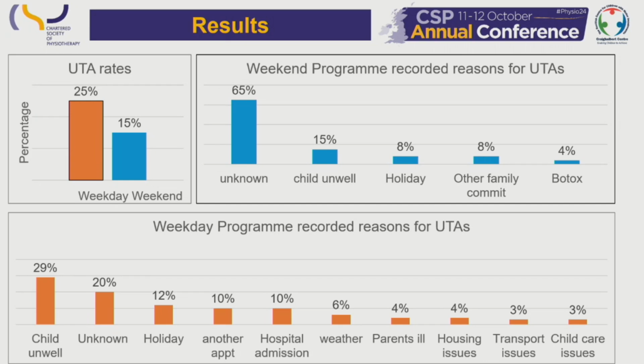If you look at the weekday program, the bottom graph: child was unwell, reason was unknown, they didn't say, but there was holiday and another appointment or hospital admission. In January 2019 we had snow, so that stopped the program. Parents ill, housing issues, so that was parents waiting in for an electrician or plumber. Transport issues, we had problems with trains for a week, and also childcare issues, with the mum having to look after another sibling.